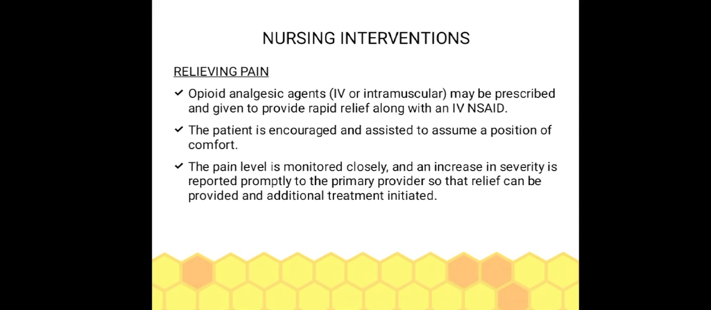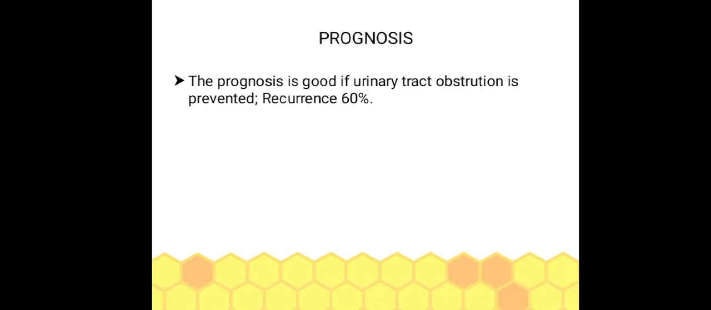Nursing interventions. Relieving pain. Opioid analgesic agents may be prescribed and given to provide rapid relief along with an IV NSAID. The patient is encouraged and assisted to assume a position of comfort. The pain level is monitored closely, and an increase in severity is reported promptly to the primary provider so that relief can be provided and additional treatment initiated. Prognosis. The prognosis is good if urinary tract obstruction is prevented.